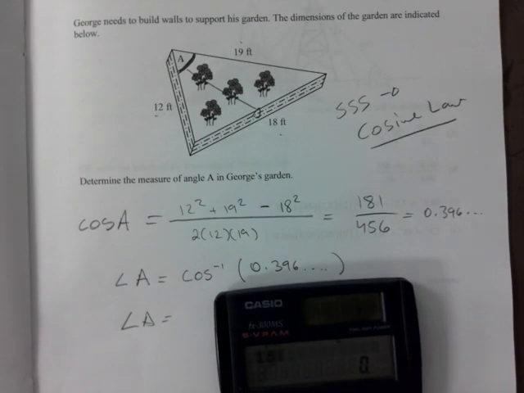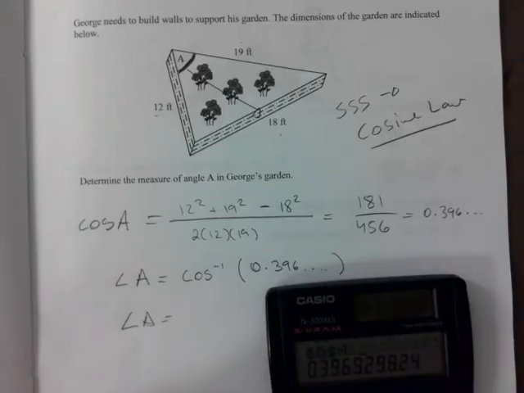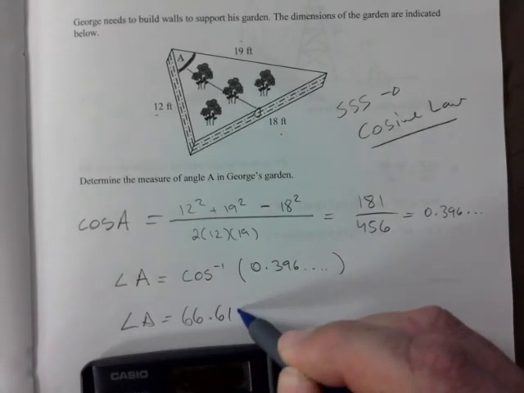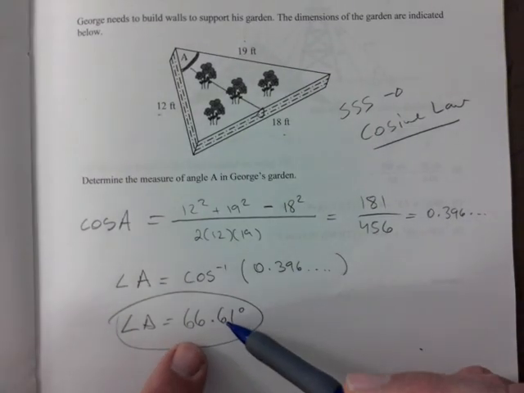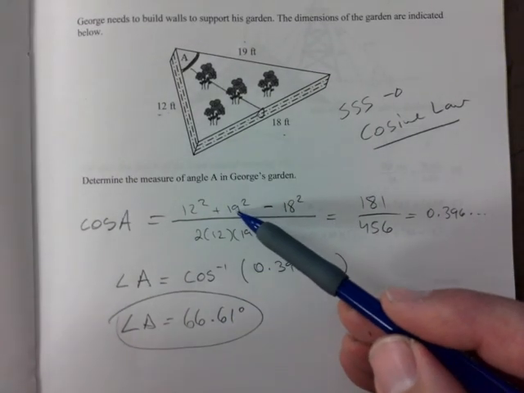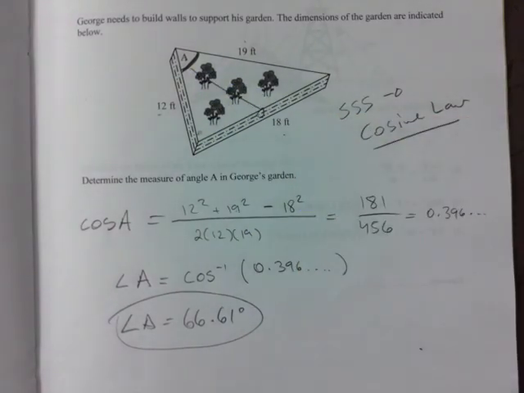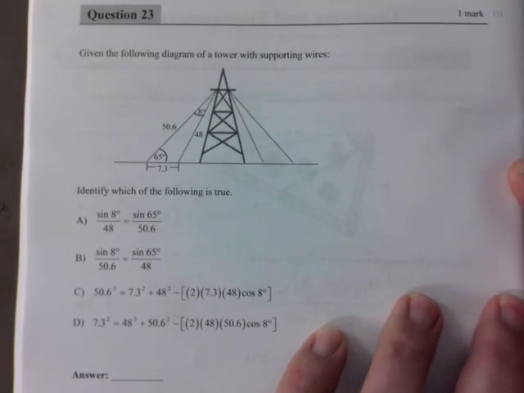So hold on, I just don't clear your screen, just leave it. Go shift cos equals 66.61. Does that make sense? I think so because the longest side is 19. This could have been obtuse here, but this one we're fairly certain we'll get. So 3 marks. Moving on. Hope you liked it. Next one. 1 mark only. Multiple choice.